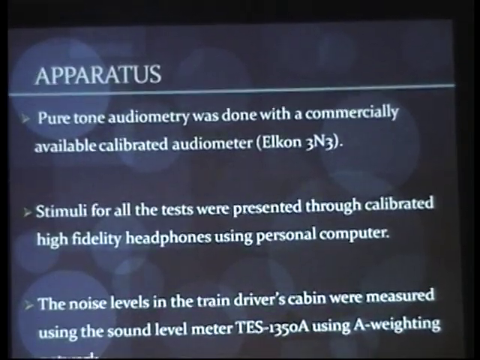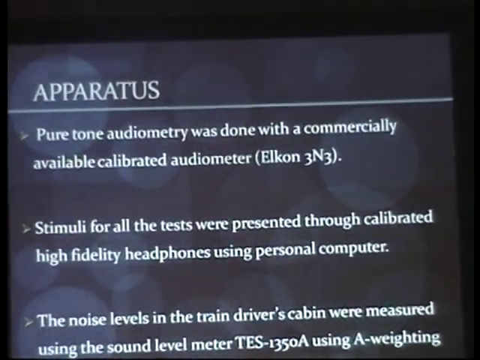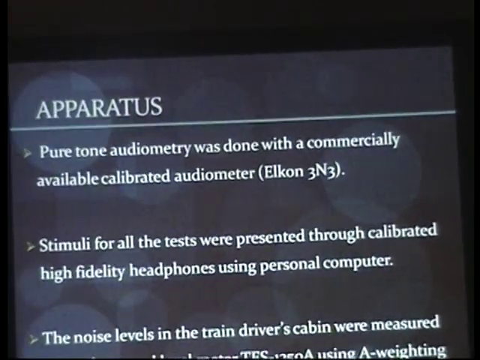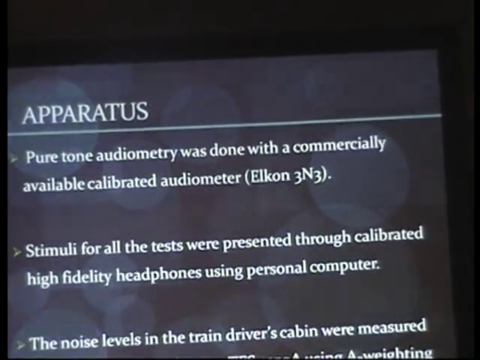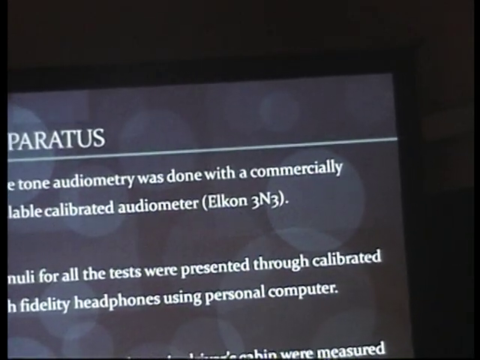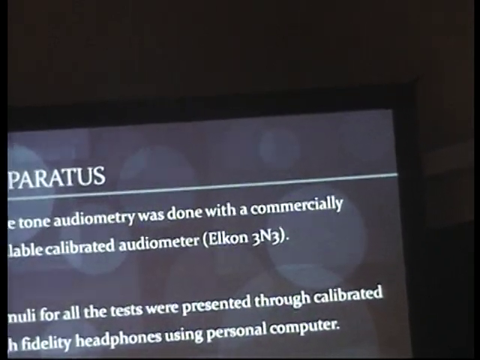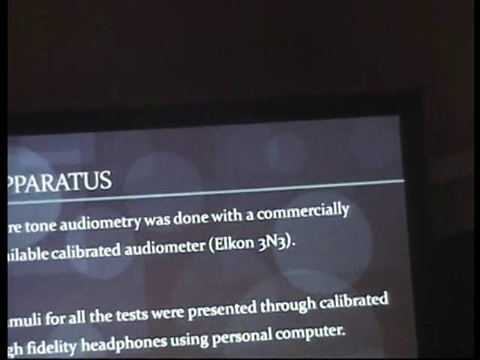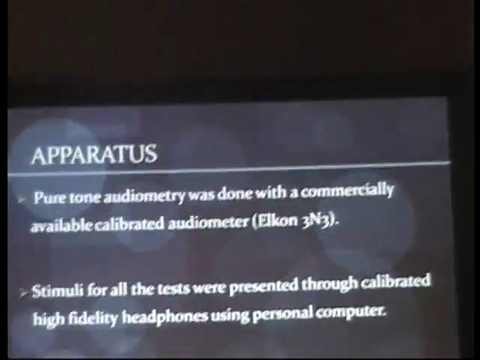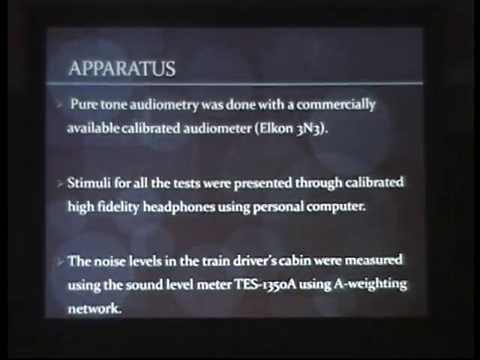The apparatus that was used was as follows. Pure tone audiometry was done with a commercially available calibrated audiometer, and stimuli for all the tests were presented through calibrated high fidelity headphones using a personal computer. And the noise levels in the train driver's cabin were measured using a sound level meter, TES 1350A, using the A-weighting network.